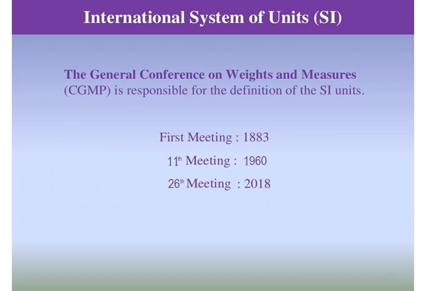Before moving towards the types of physical quantities, we can discuss the international system of units. The General Conference on Weights and Measures is responsible for defining the SI units. Their first meeting was held in 1883, while the 11th meeting was in 1960. They generalized a certain set of units which are used worldwide. The 26th meeting was held in 2018.